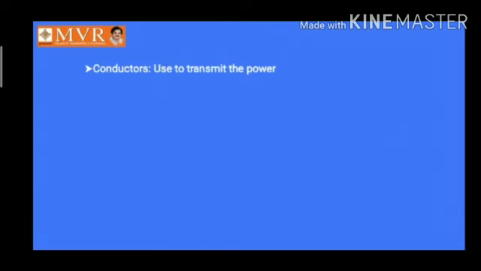I said conductors are used to transmit the power from generating station to load centers or distribution centers. It is made up of aluminum. Because aluminum is the cheapest metal, we are choosing aluminum as a conductor, and we go for ACSR to strengthen the aluminum. It is like a bundled conductor, where the center part will be steel and surrounded by aluminum conductors.